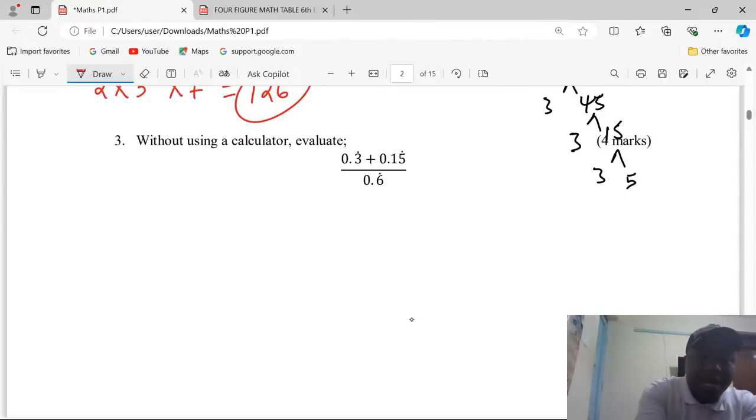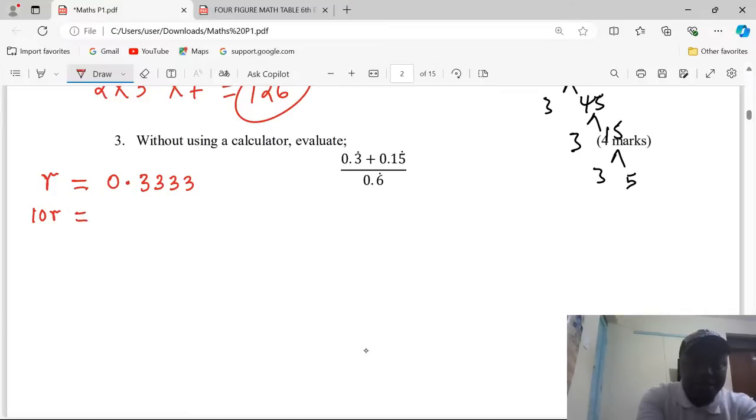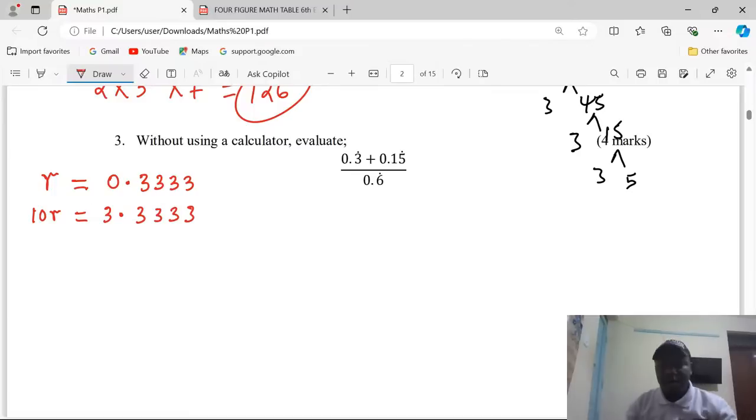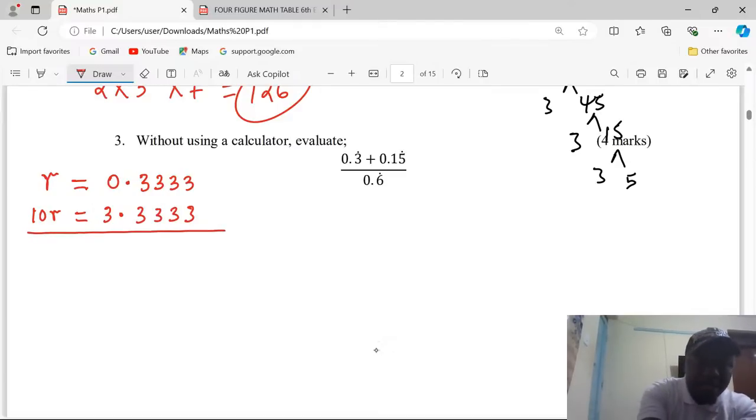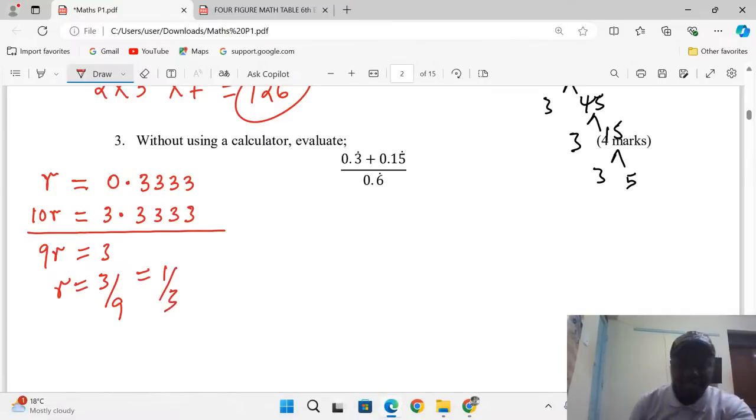The first one is, we can let it be R, 0.3, and the 3 is recurring. Then we go to the next, 10 times R, whereby it becomes 3.333. We should continue until the decimal part can be subtracted to give us 000. And so far we are okay. So when you subtract, you shall get 9R equals 3. So the value of R will be 3/9, meaning 1 out of 3 after simplification.